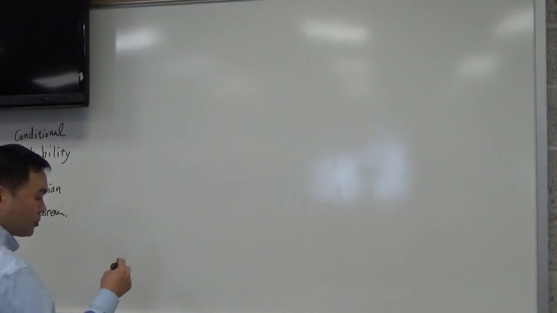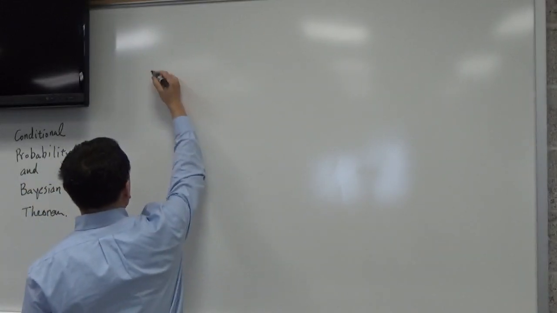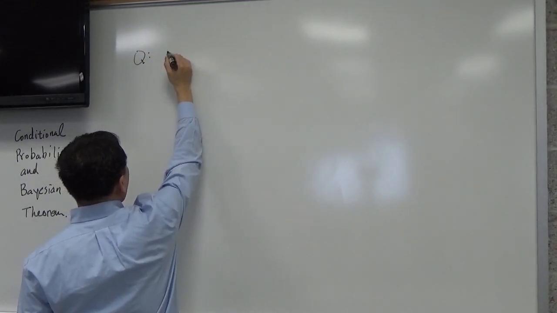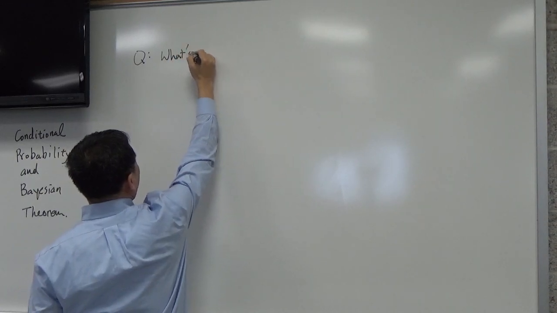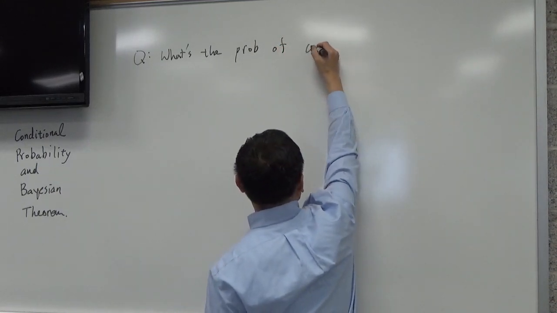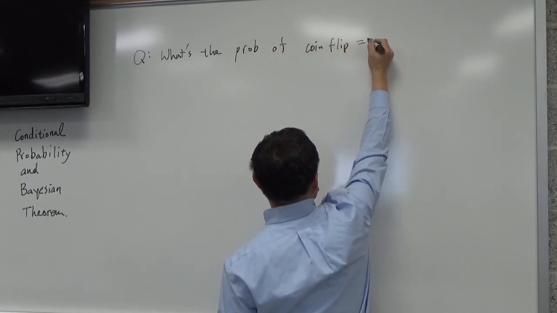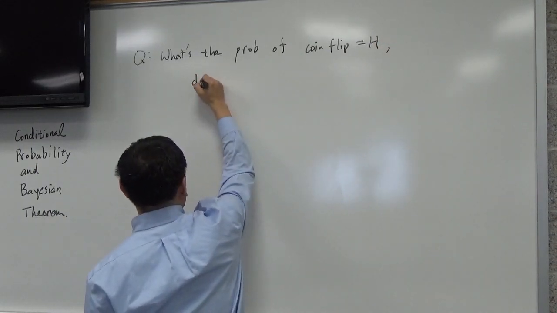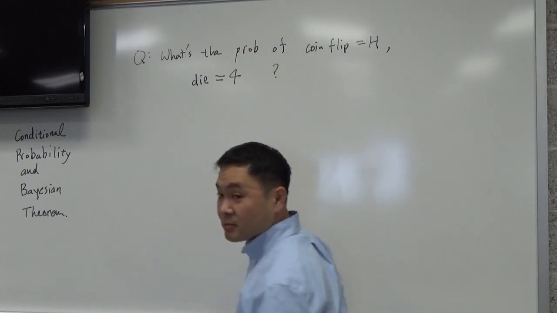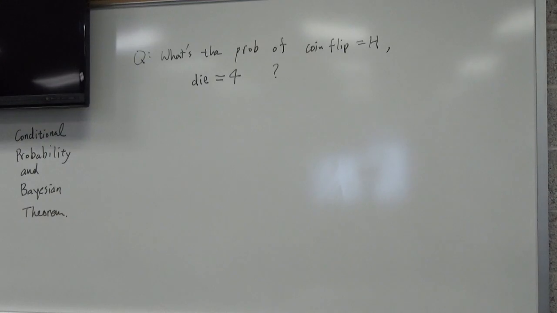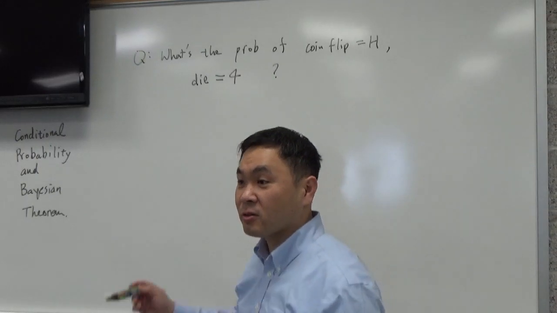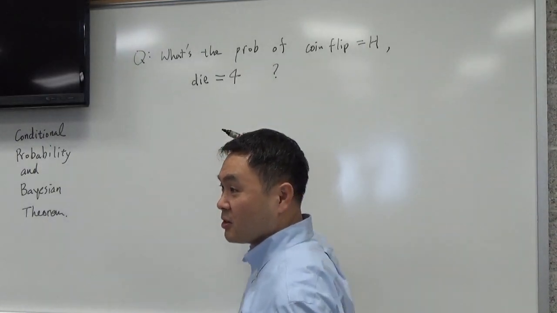So first of all, let me start with a question. What's the probability of coin flip equals heads, and then throwing a die gives you 4? So you do two things at once. You throw a coin and then you throw a die. Right? How do you get this? Very simple question, right?